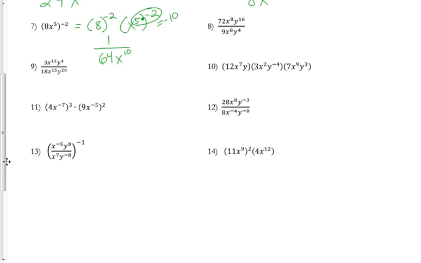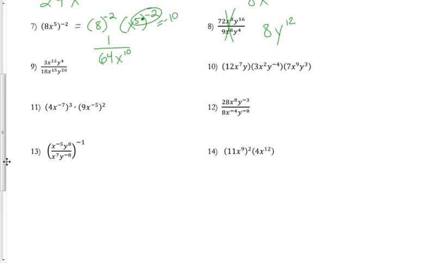Number 8, we've got a division rule. Should end up in 8y to the 12th. Notice here you have x to the 8th over x to the 8th. Same thing on the top and the bottom is going to cancel out. Think about your division rule. You subtract, so 8 minus 8 gives you x to the 0 power. You have no x's left over, so I shouldn't see any x's left in your answer.